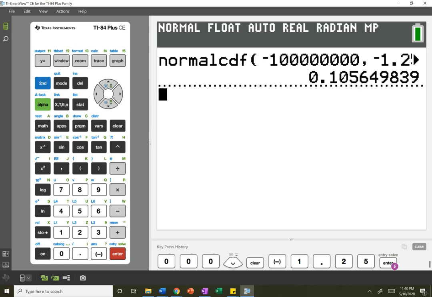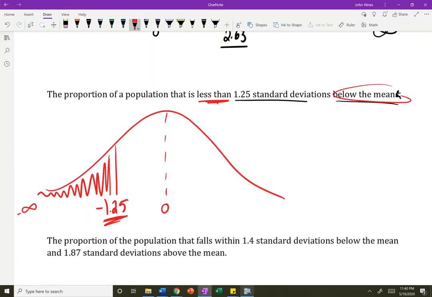What percent of the population? 0.0668 is what that rounds to. So about 6.7% of the population falls in this region. This is 6.7% of the population.